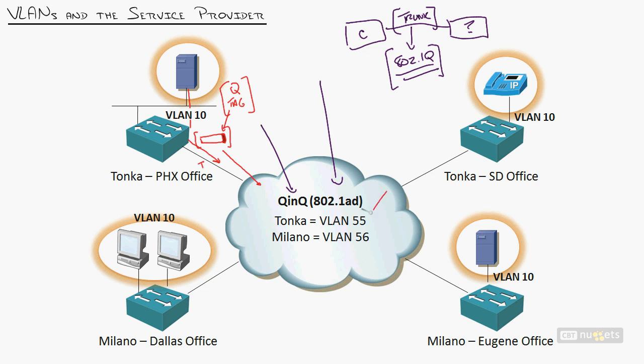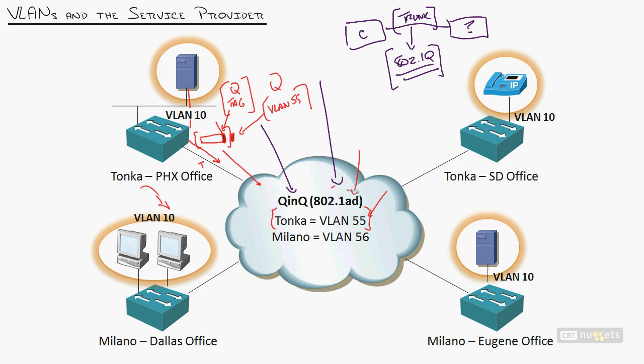In this case, we, the service provider, have defined that customer, Tonka as a whole, as VLAN 55. And that is what allows us to separate and hide the Tonka VLAN information from all the other customers that we have. And we know they're all going to be using VLAN 10 because it's a low VLAN number. It's very common for somebody to use something like that. So we can actually wrap the Q tag inside of another Q tag. You get where this is going, right?